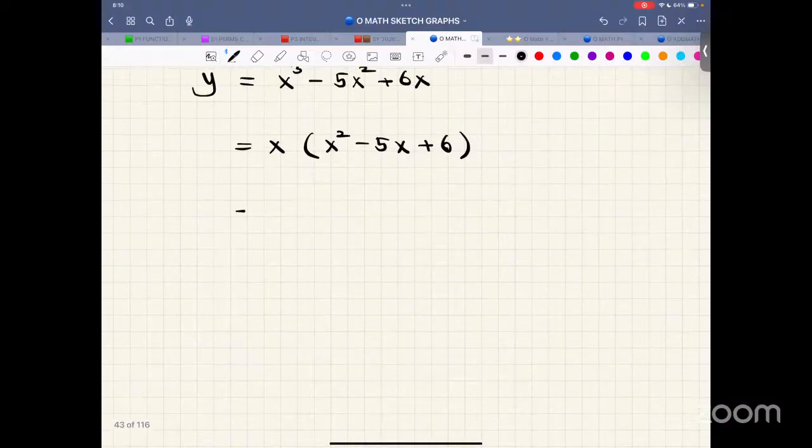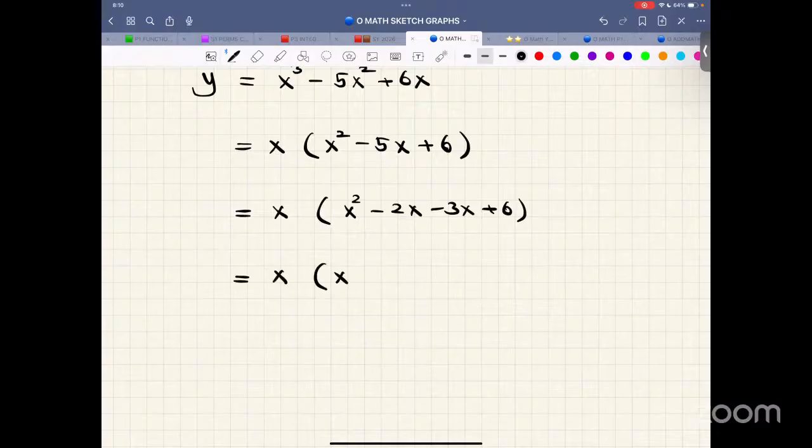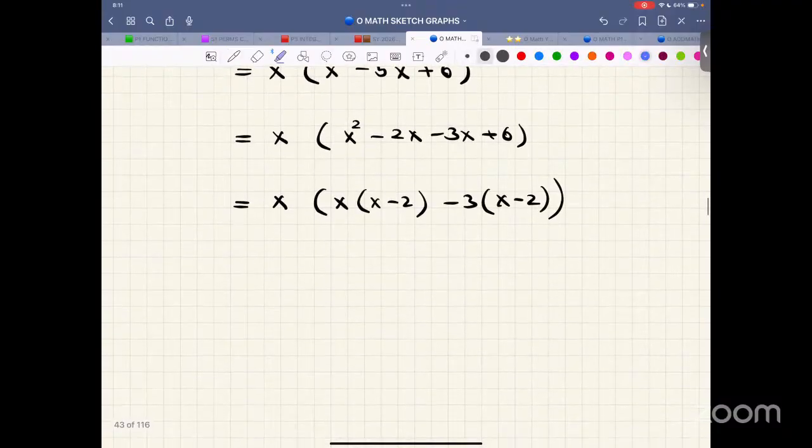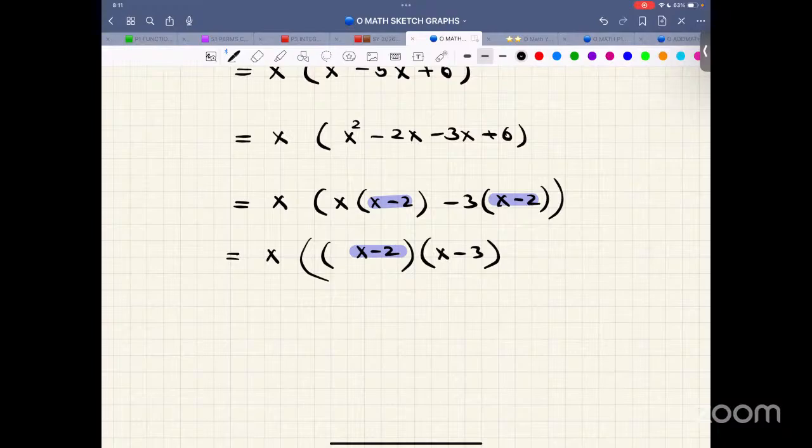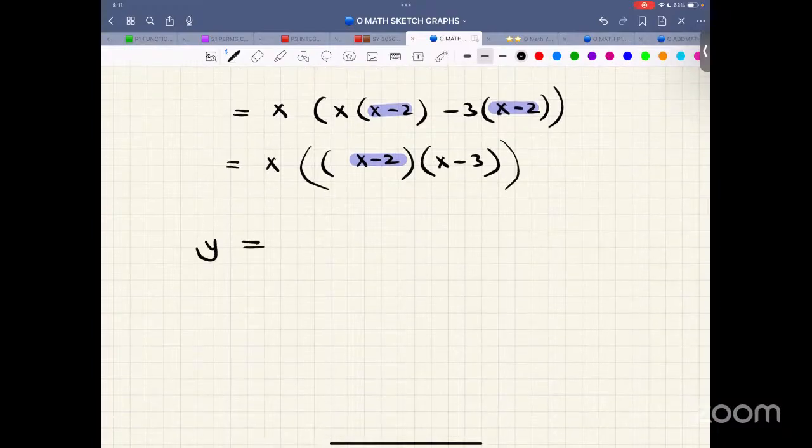And I can break up the inside. That is x squared minus 5x, x squared minus 2x minus 3x plus 6. That is x squared, x minus 2, minus 3x minus 2. And then we know that these two are the same. That is why it's taken as common. So this is x on the outside, this is x minus 2, and then this is x minus 3, like this. And we get the factorized form, that is x minus 2, x minus 3.